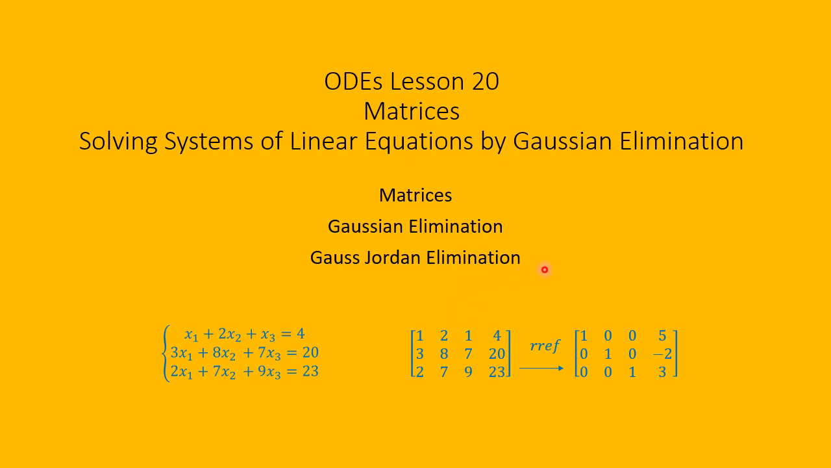Then we can find the reduced row echelon form of that matrix and use that to find all solutions to the system of equations.